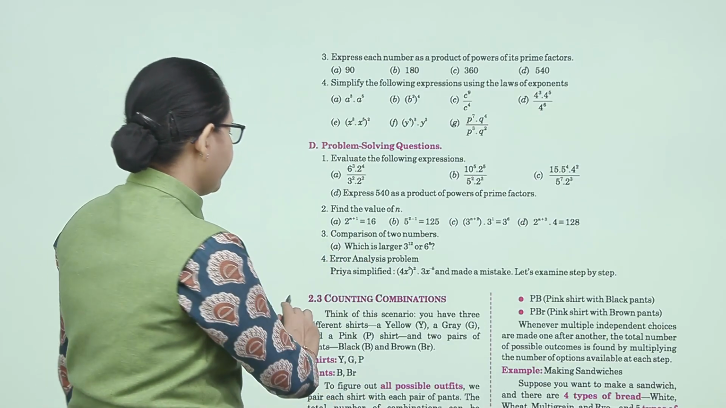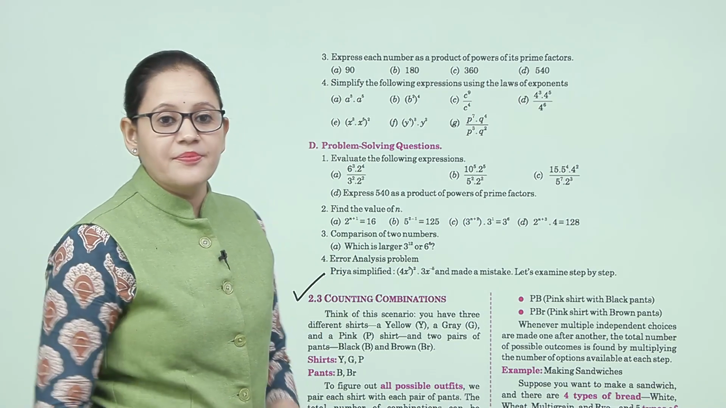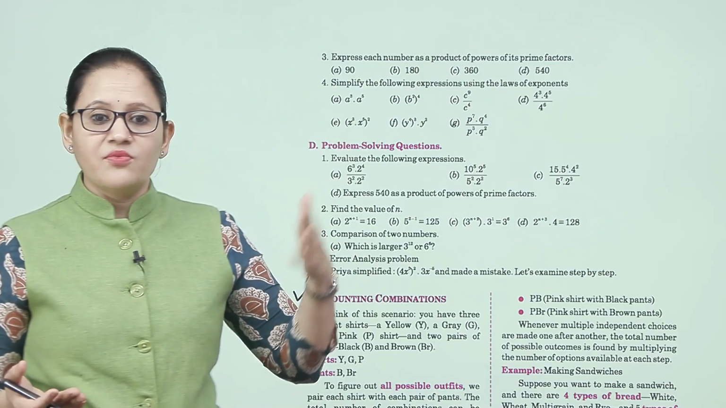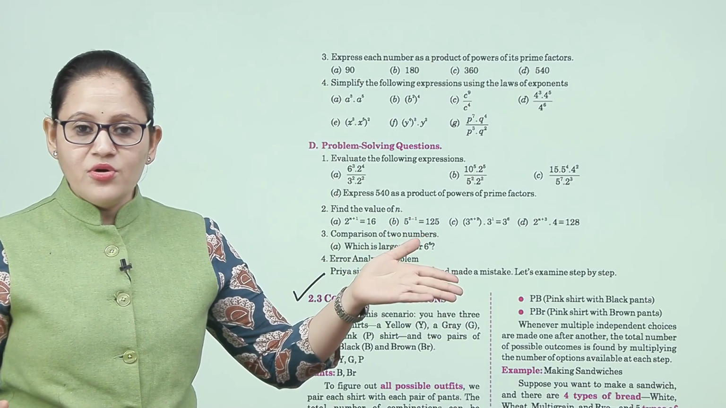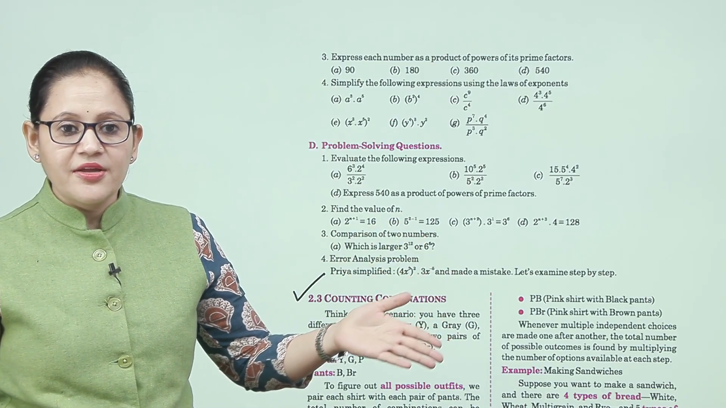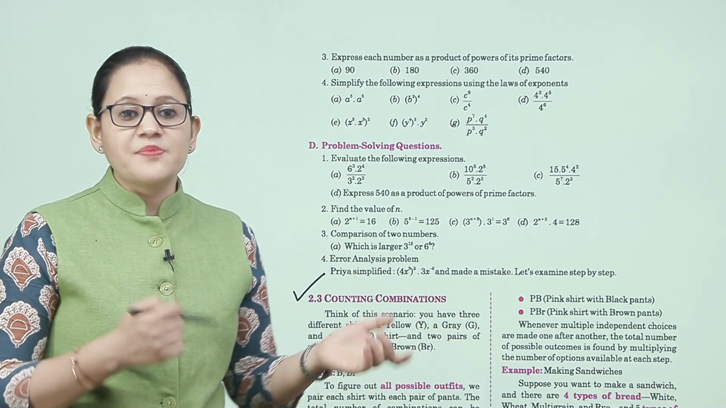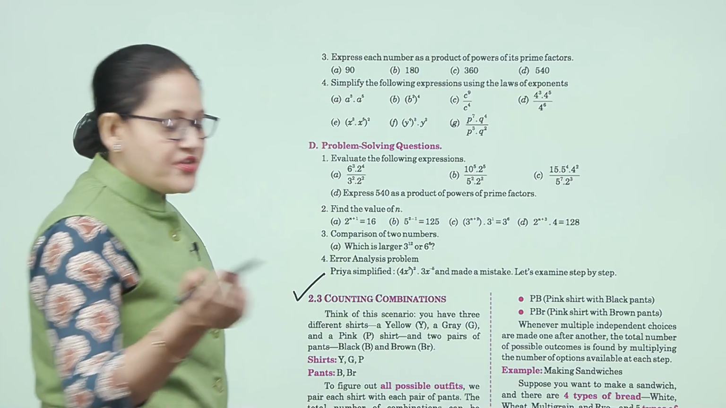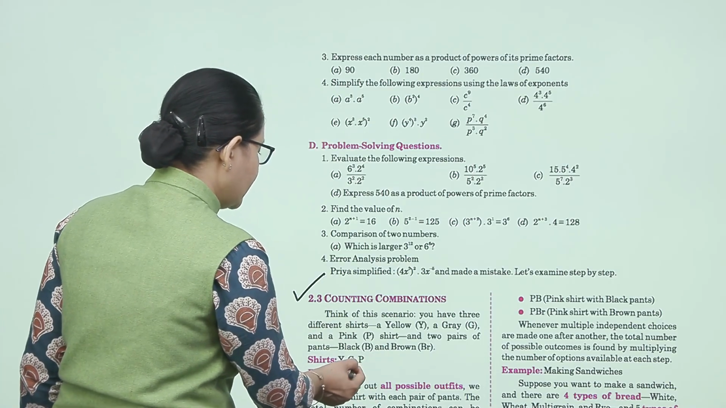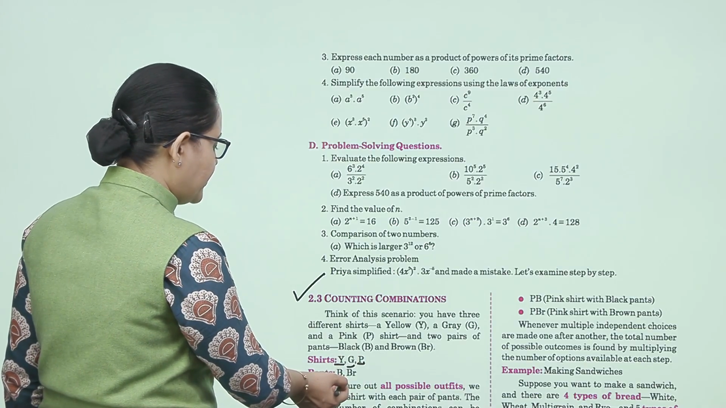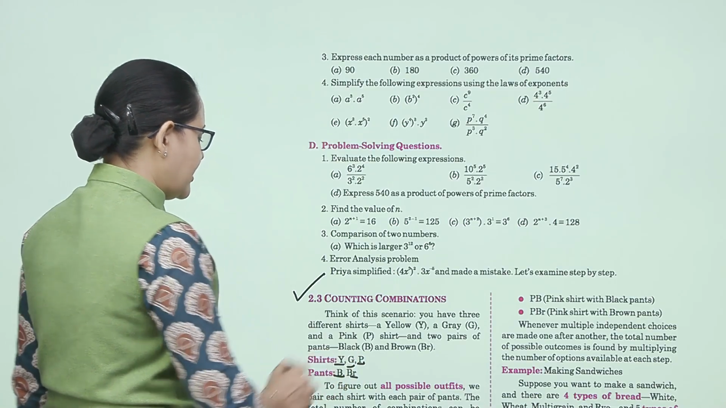Next is counting combinations. Think of this scenario. You have 3 different shirts. One is yellow, one is grey and one is a pink shirt. And there are 2 pairs of pants, black and brown. Now for the shirts, Y means yellow, G means grey and P means pink. And for pants, B is black and BR is brown.